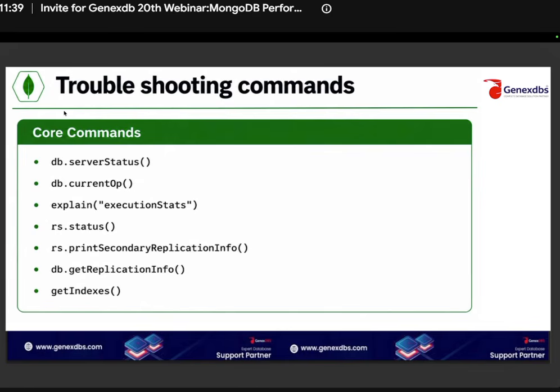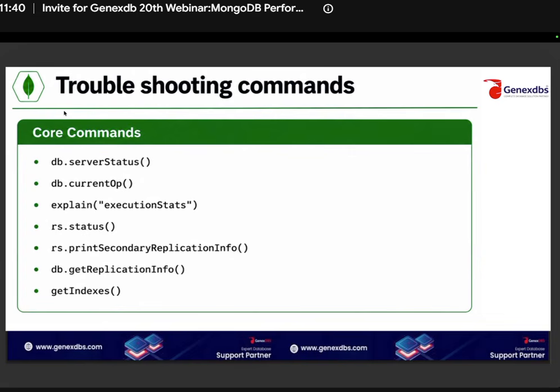And then the next command, rs.status. This command is used to check the replica set health. And then the rs.printSecondaryReplicationInfo command. This command is used to review the replication lag, and it shows the output like 20 seconds or 2 seconds behind the primary server. Like that, we will see the output.